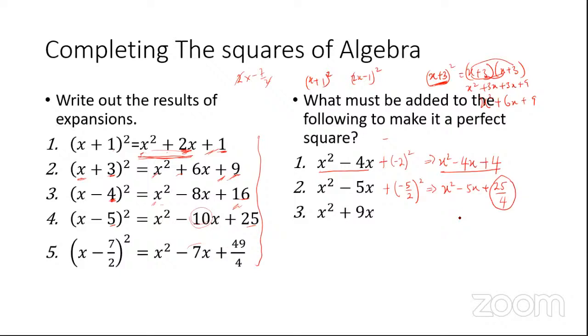We also have another one here, x squared plus 9x. So what must be added? In the same manner, half of 9 will be 9 over 2. Square it. So it should give us x squared plus 9x plus 81 over 4. So 81 over 4 must be added. So that is what we are trying to say there.